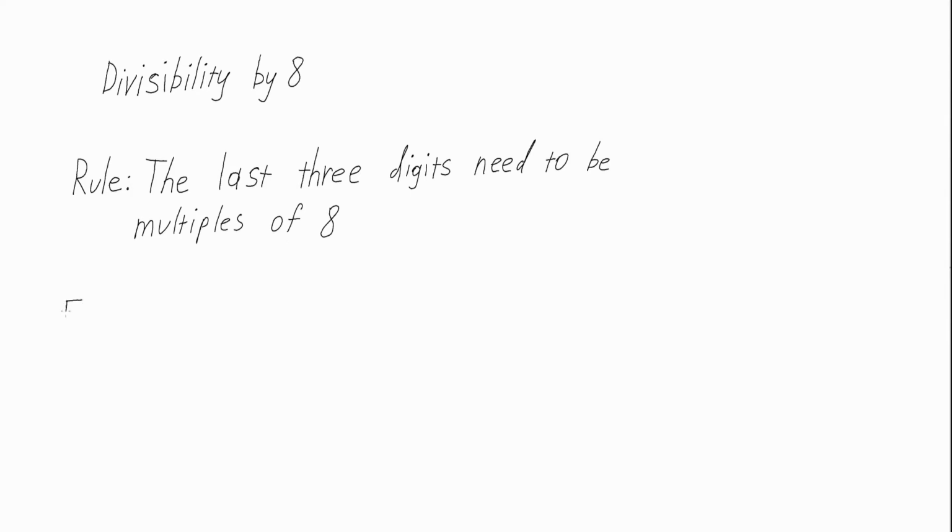Now let's talk about divisibility by 8. The rule for a number to be divisible by 8 is that the last three digits need to be divisible by 8. Let's look at an example. Here we have the number 14,918. The last three digits are 918. 918 divided by 8 will be 114 and 6 over 8. So this means that this number is not divisible by 8.